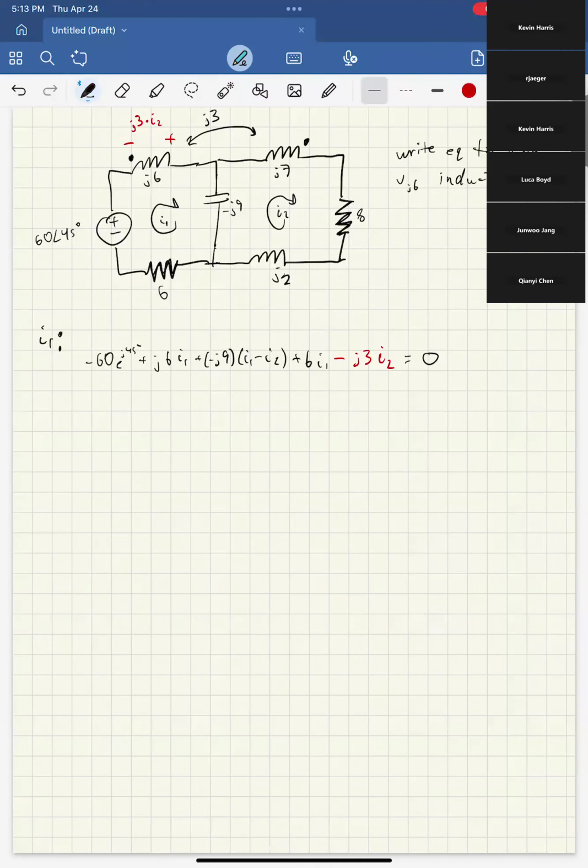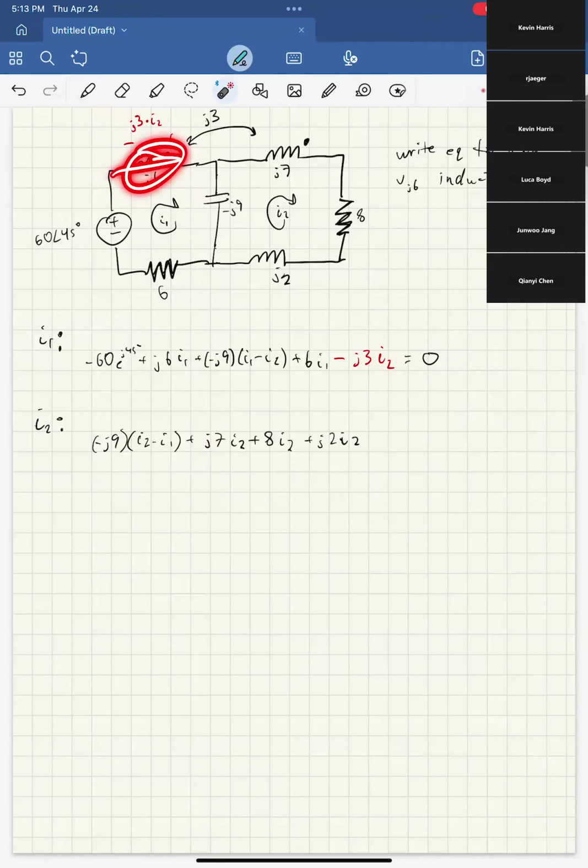This is actually a bit trickier than it was for the previous question, and I'll show you why. So then the I2 loop, start with that J9, so it's negative J9 times I2 minus I1, plus J7 times I2, plus 8 times I2, plus J2 times I2. And now we do the mutual inductance term. So what is the effect of the current going through this inductor on the voltage that will come here, right? So again, we do the same thing.